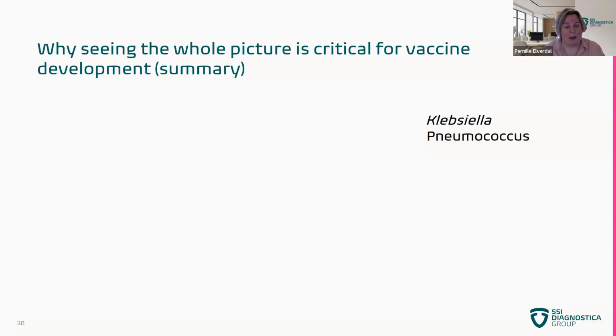So that was just to summarize why we are seeing that difference between the monoclonal and the monoclonal antibodies, and also references of why we are seeing the differences. So just to summarize why it's important to look at the whole picture when you're doing the vaccine development.